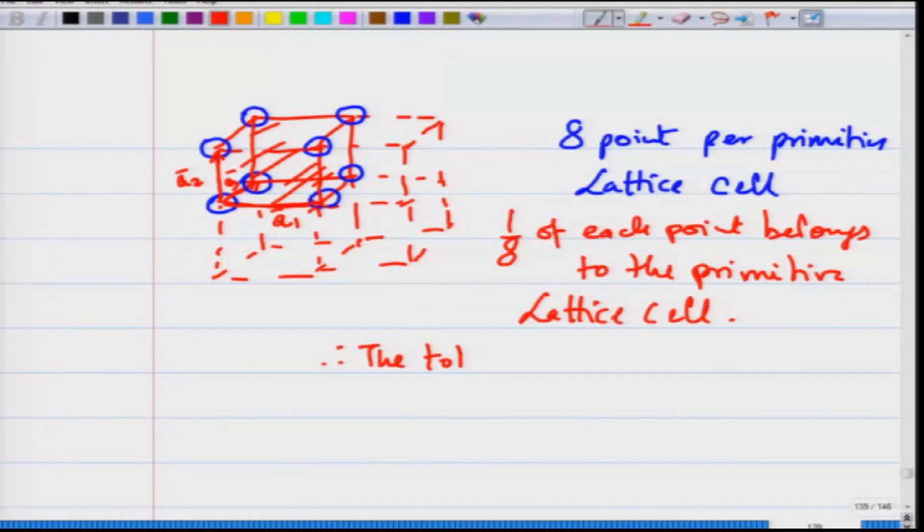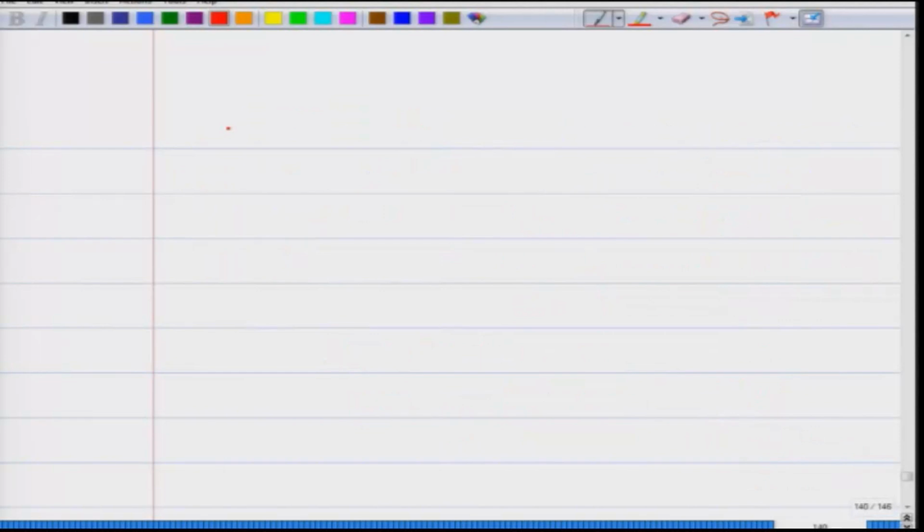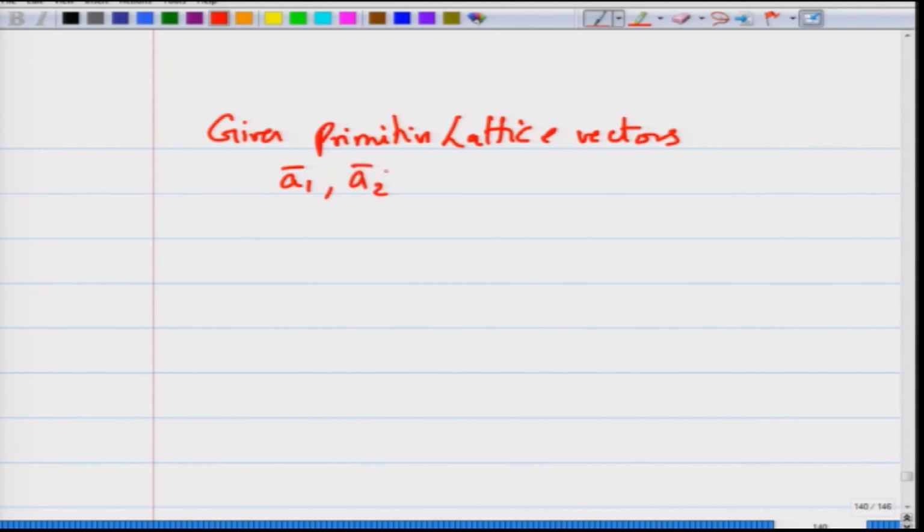Therefore, the total number of points per primitive cell is 8 into 1/8, which is nothing else but 1 point per cell, and this gives you again 1 point per cell. Given the primitive lattice vectors A1, A2, A3, which enclose the minimum volume of the cell, which when translated will cover the entire cell.